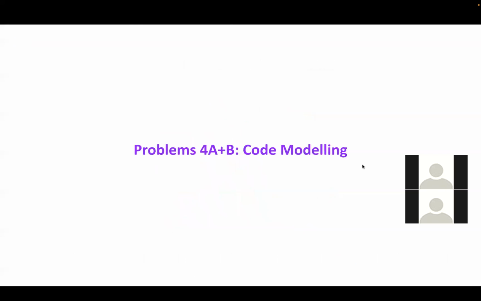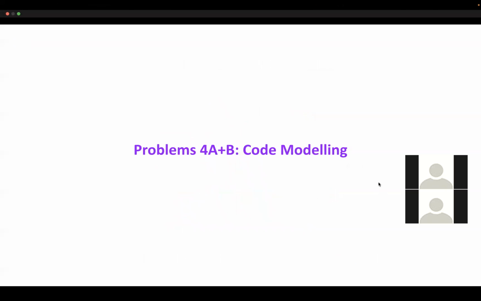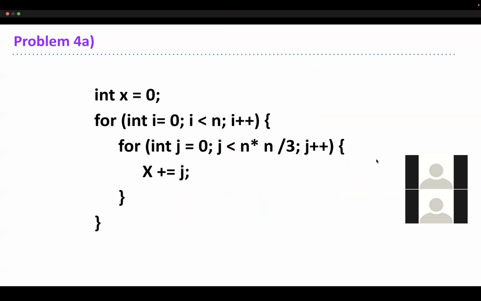All right. Cool. Now let's talk about problems 4a and 4b. So code modeling. Now that we got some practice with understanding runtime functions, let's try to understand runtime by looking at code. Let's start analyzing code for runtime. So problem 4a, let's do this one together. We have int x equals 0, and then for int i equals 0, i is less than n, and then a nested loop for int j equals 0, j is less than n times n divided by 3.